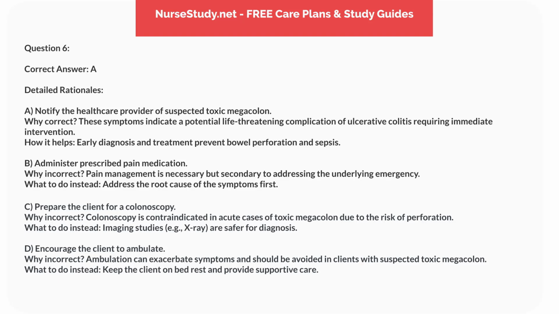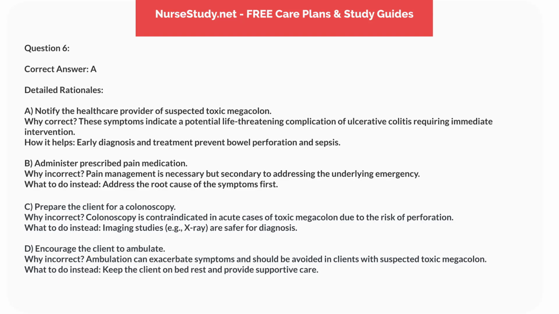Why correct? These symptoms indicate a potential life-threatening complication of ulcerative colitis requiring immediate intervention. How it helps: early diagnosis and treatment prevent bowel perforation and sepsis. B. Administer prescribed pain medication. Why incorrect? Pain management is necessary but secondary to addressing the underlying emergency. What to do instead: address the root cause of the symptoms first.